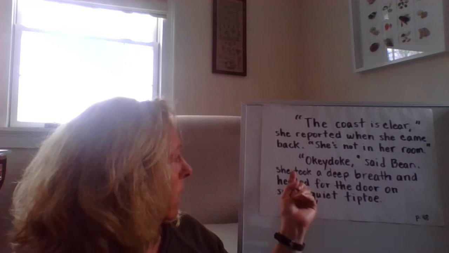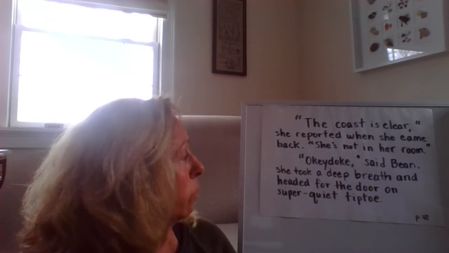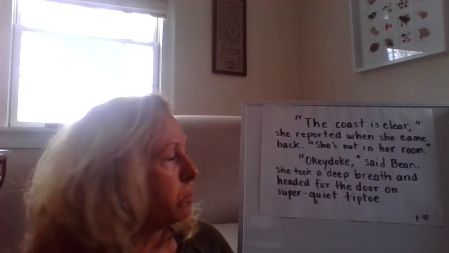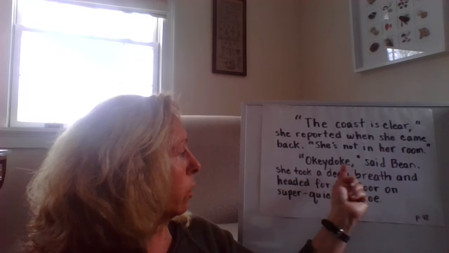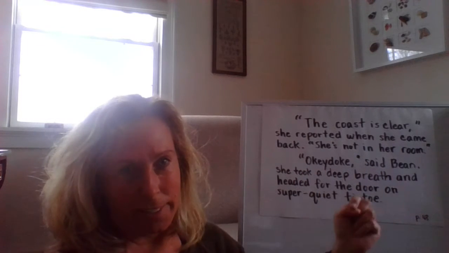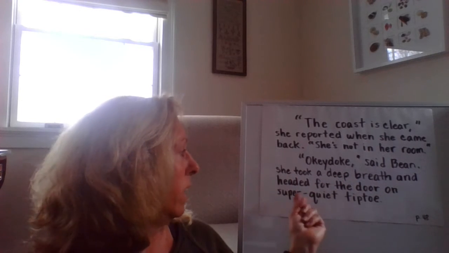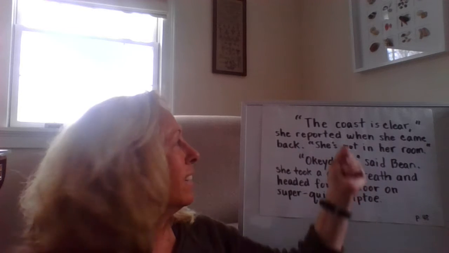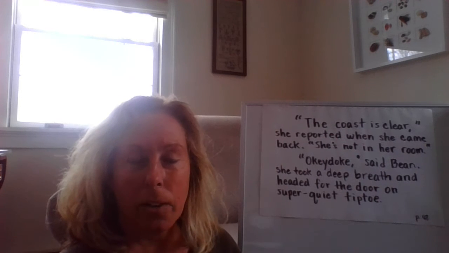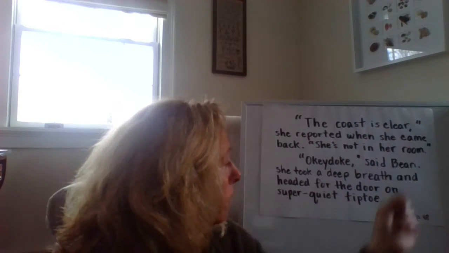And then down here, you'll notice that they indented the paragraph. And when you indent a paragraph, you know somebody else is speaking. So let's figure out who's speaking now. Quotation marks, comma. "Okie doke," said Bean, period. So Bean's talking in this paragraph. "She took a deep breath and headed for the door on super quiet tiptoe." So Ivy's speaking in this paragraph. The author didn't choose to use her name, but Ivy's speaking here.